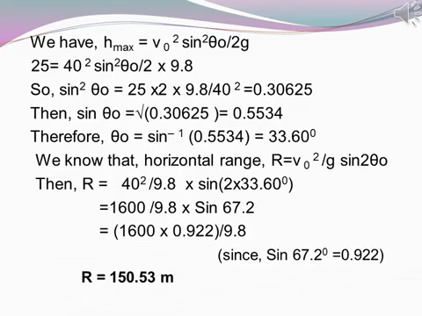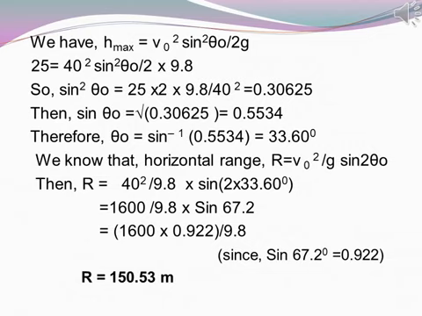Then sin square theta 0 is equal to 25 into 2 into 9.8 by 40 square, which is equal to 0.30625. Then sin theta 0 is equal to square root of 0.30625, which is equal to 0.5534. Therefore, theta is equal to sin inverse 0.5534, which is equal to 33.60 degree.